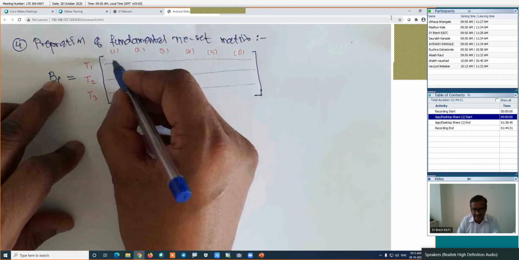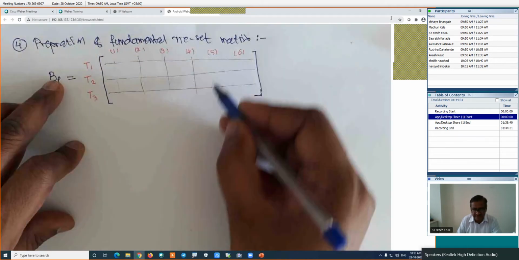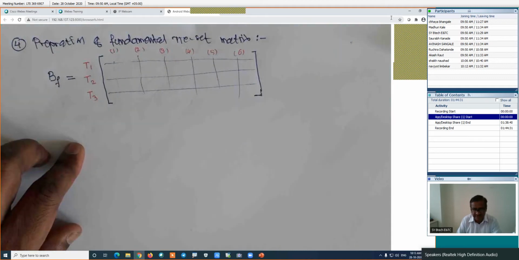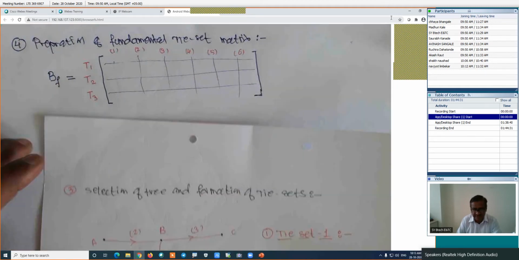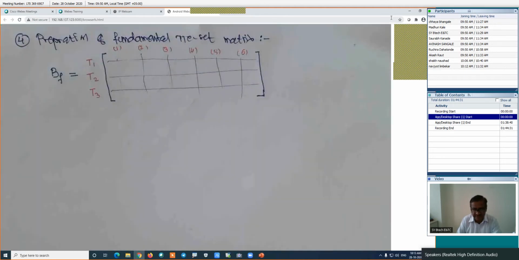Now here I will prepare this matrix, and we will find out the values. Yes. Now here in this case, if I am coming to this figure, just give me a minute, I will be coming back to you.